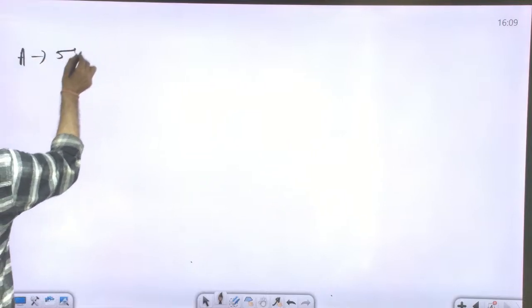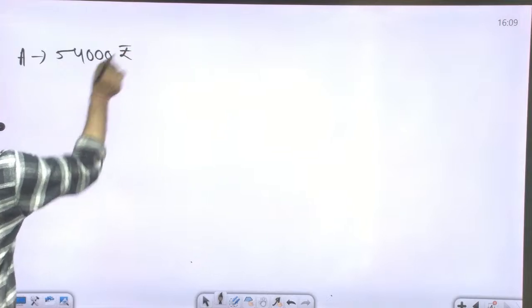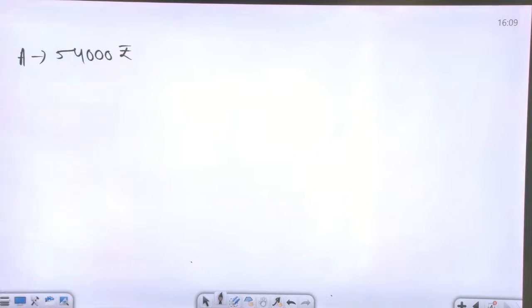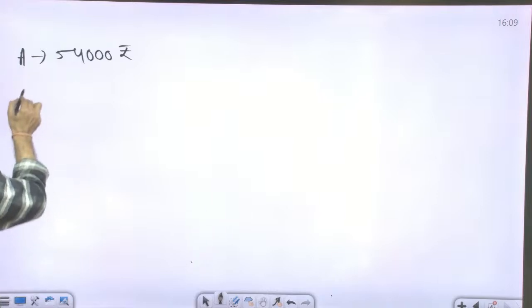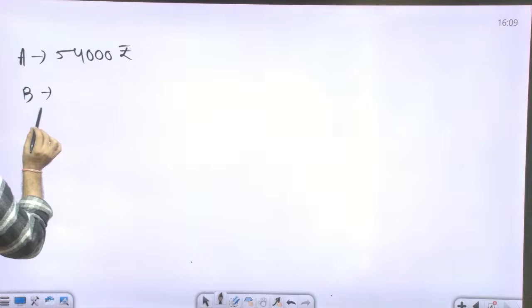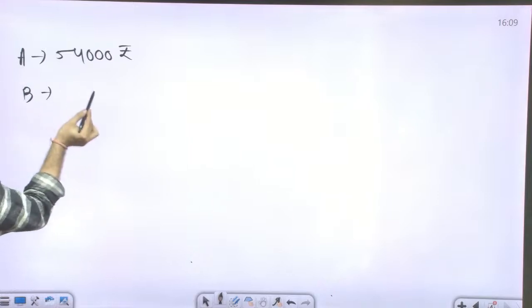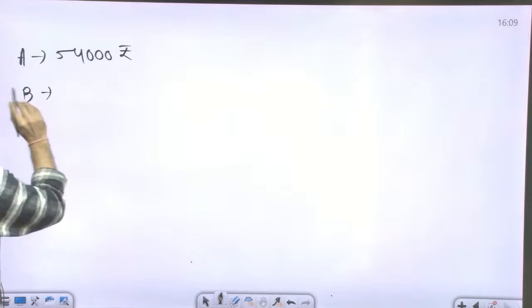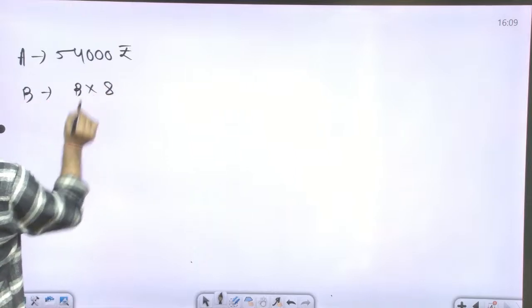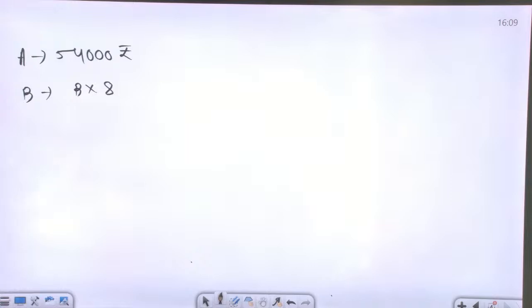Okay, look at the board. Question is of CGL Mains 2019. Mention it. So A started his business by investing 54,000 in the business, and admitted B after 4 months. So B has invested for how many months? 8 months, because he entered after 4 months.